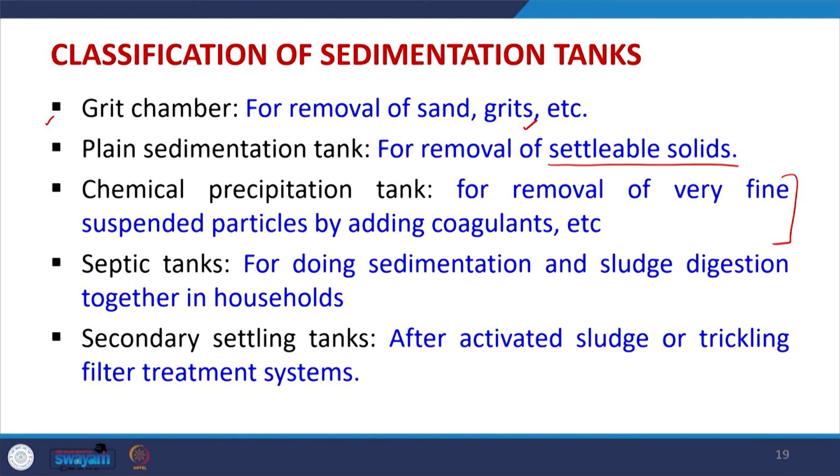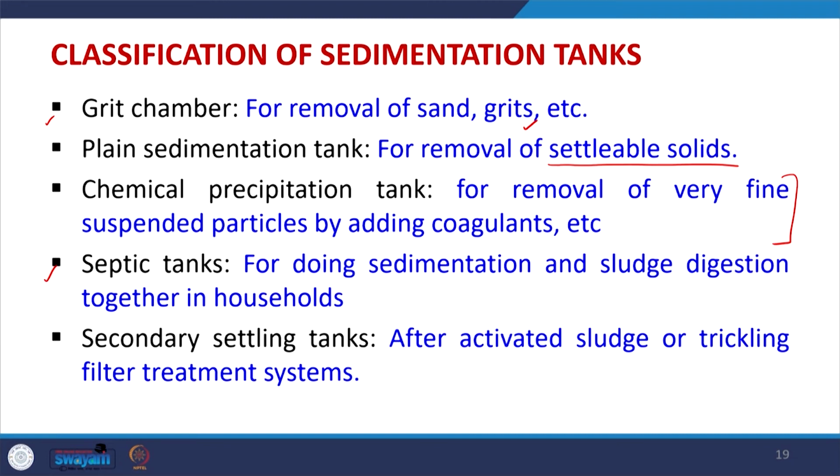Similarly, in the septic tanks that are there in our homes, both sedimentation and sludge digestion occur together. So, we have to take design as per the sedimentation things that we have learned, and along with that we have to take care that enough time is there for sludge digestion etc. So, here also settling occurs in the septic tank.